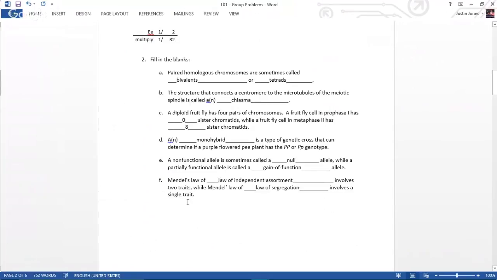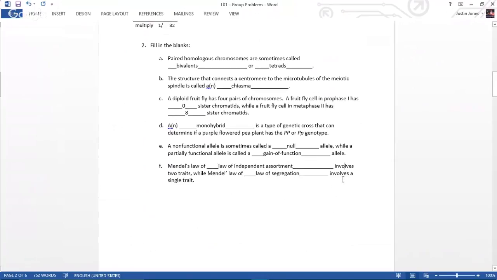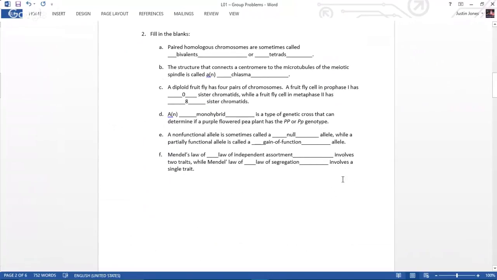I have monohybrid. That's the type of genetic cross. And then a null allele is one that doesn't work. Gain of function, I think this is what it is, because it's hard to tell because it says partial function, which would make me think it's less reactive, not quite null. But the options were either null, gain of function, or no effect. So I guess it has to be gain of function just because it is a change of function. And then the two laws, I have law of independent assortment, which is the two traits, and law of segregation for the single trait.